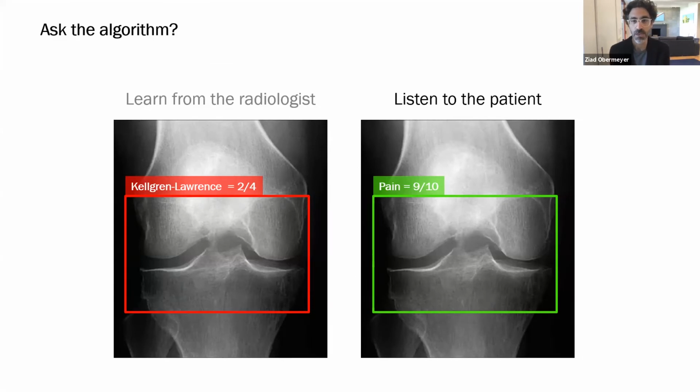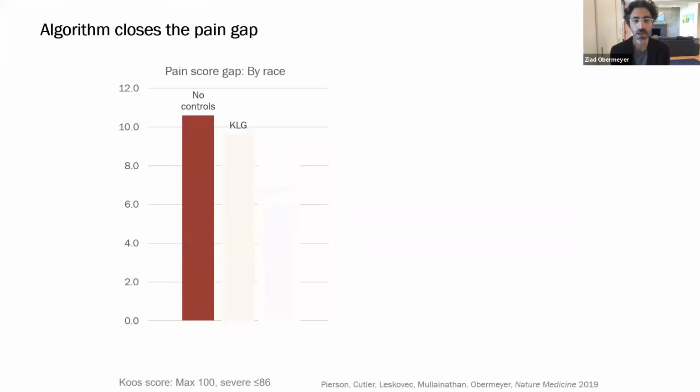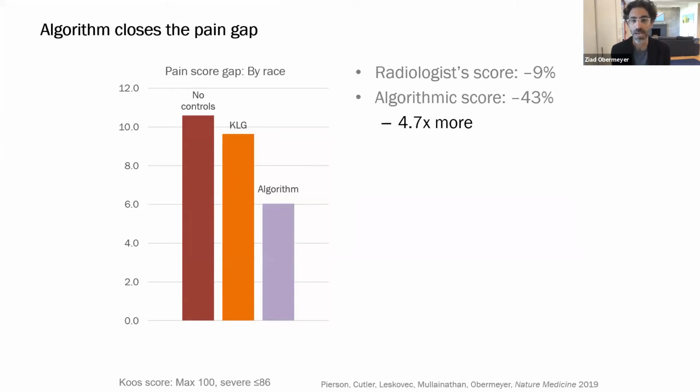So here's what we found. As a baseline, the difference between Black and white patients in our sample was enormous. No pain on this scale is 100 points and severe pain is 86 points or less. And Black patients are on average 11 points worse than white patients. So they're more than halfway towards severe pain relative to white patients in our sample on average. Now, if we account for the radiologist's grading system, the Kellgren-Lawrence grade, we can account for 9% of that gap. But if we account for the algorithm score, we can account for nearly half of that gap.